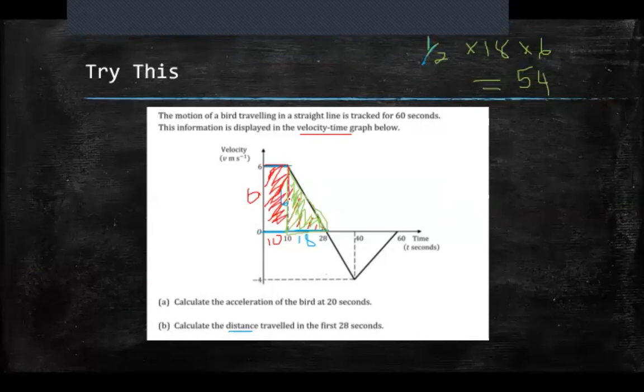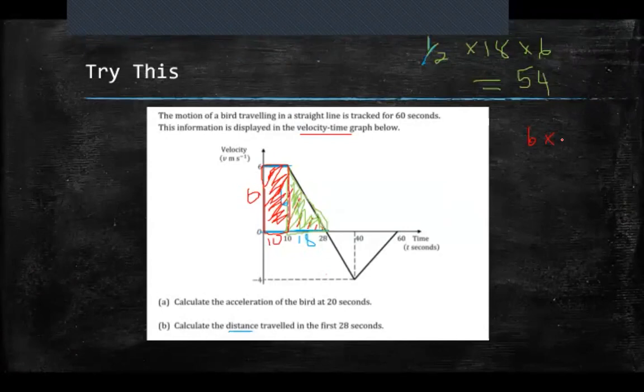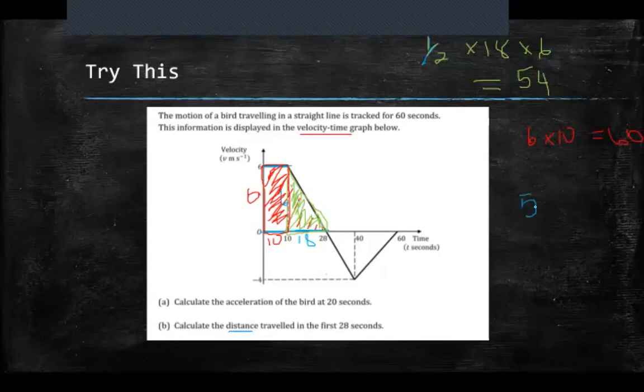We just outline it. This is the rectangle. So that's 6 by 10, 60. So to find the total distance would be the area of this rectangle plus the area of this triangle, which would give me 114. So it's 54 plus 60, 114. Don't forget to unit meters.